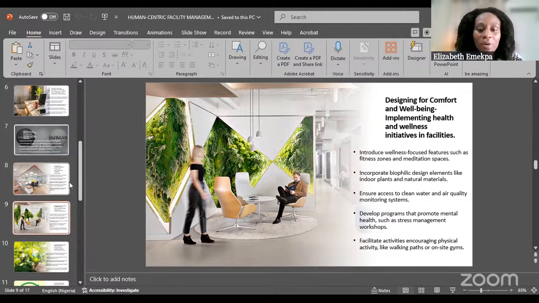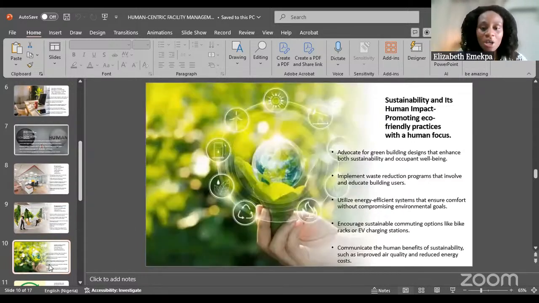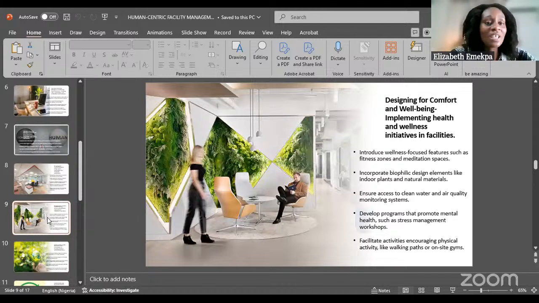Facilitate activities through encouraging physical activities. But okay, yes, so I've just explained this. Ensure access to clean water. Provide water for your people. Provide water, even if you can't give them food. Please provide water. It is very important. Okay, very, very important. Next slide, please.